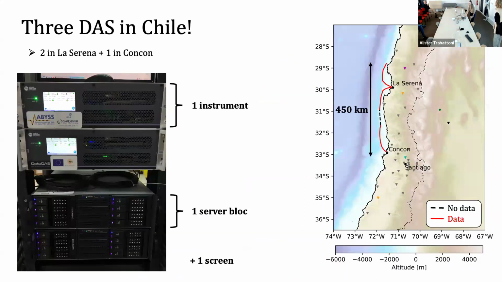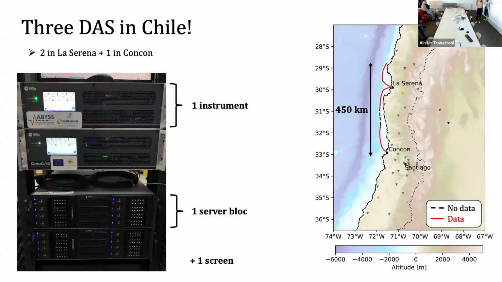So hello everybody. I will show you some pictures of our field trip in Chile. We came to Chile last October for 2 weeks to install 3 DAS units to interrogate fibers. Here on the map, you can see in the red segments the segments that are acquiring data right now by the 3 DAS. So we have 1 DAS in Concon city, and 2 DAS in La Serena. In La Serena, 1 DAS is acquiring data on the south of the city, and the other one is recording data toward the north. In total, the length of those fibers is around 450 kilometers. Here you see a picture of the 2 DAS installed in La Serena.